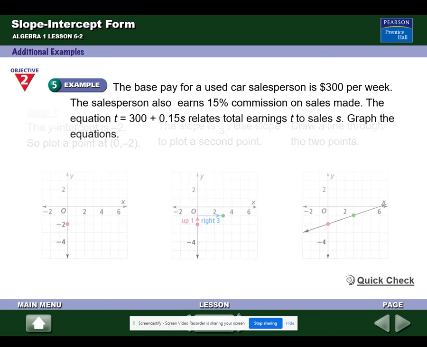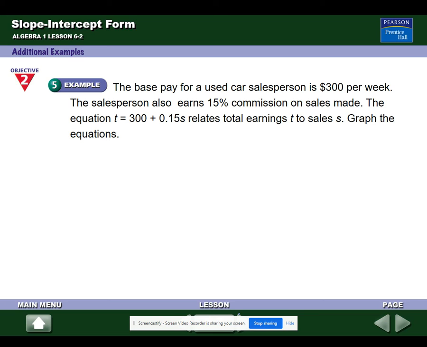Be wonderful. All right, lastly, the base pay for a used car salesperson is $300 per week. The salesperson also earns 15% commission on sales made. The equation T equals 300 plus 0.15 S relates total earnings T to sales S. Graph the equation. Always be careful with the variable S.